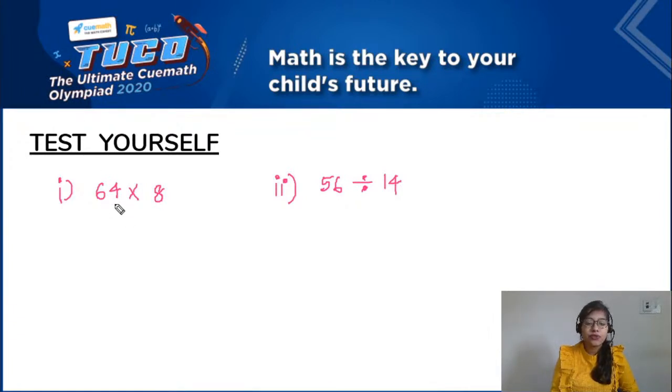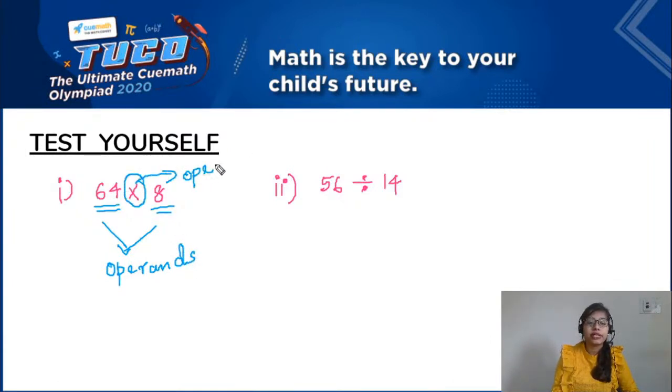As you can see, 64 times 8. And I have just defined what operands are, right? Operands are the numbers, the values, the set of figures on which you perform the operation. So 64 and 8 become our operands here. And this multiplication becomes our operator, because operators define the type of operation that is to be performed. So without an operator, an operand cannot perform by itself.